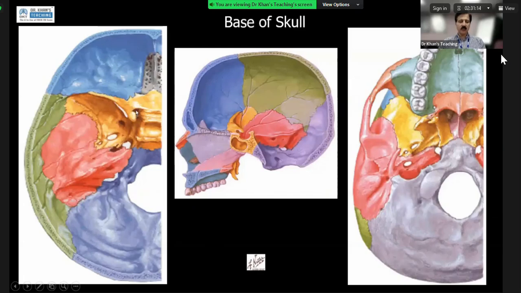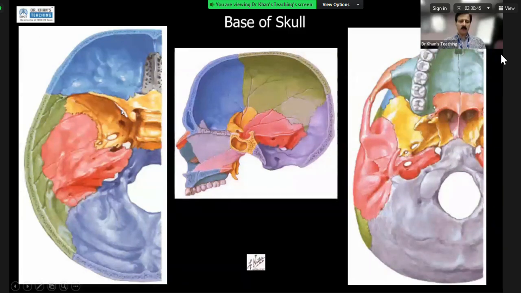Number 2, the second nerve, is the optic nerve. The optic nerve passes through the optic foramen. The third nerve, which is cranial nerve 3, the oculomotor, the trochlear, and the 6th nerve, all of them supply the muscles of the orbit. So they pass through the superior orbital fissure.